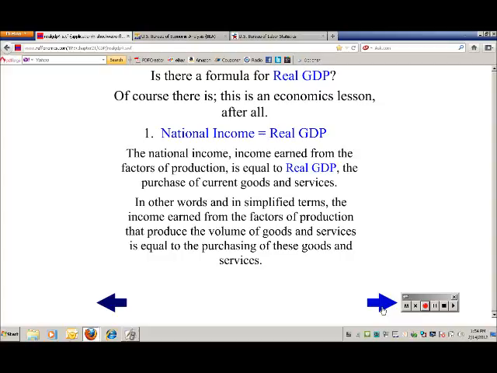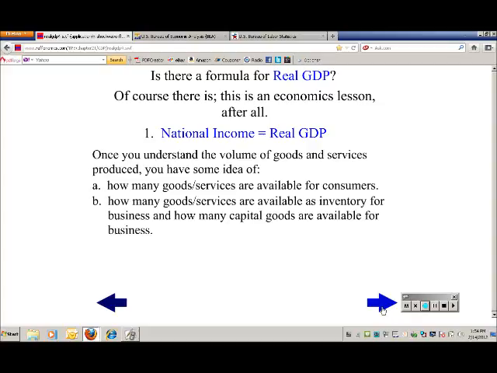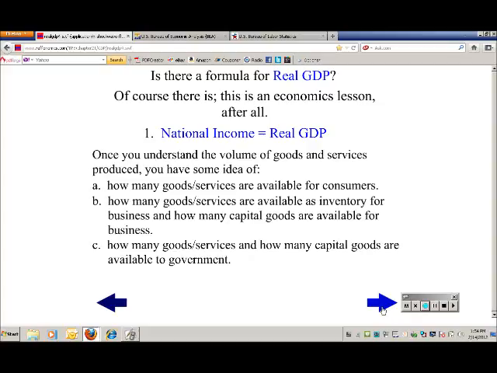In other words, income earned from factors of production that produce goods and services is equal to the purchasing of these goods and services. Once you understand this concept of the volume of goods and services produced, you have some idea of how many goods and services are available for consumers, how many are available as inventory for business growth, how many goods and services and capital goods are available to the government, how many goods and services are available for export.